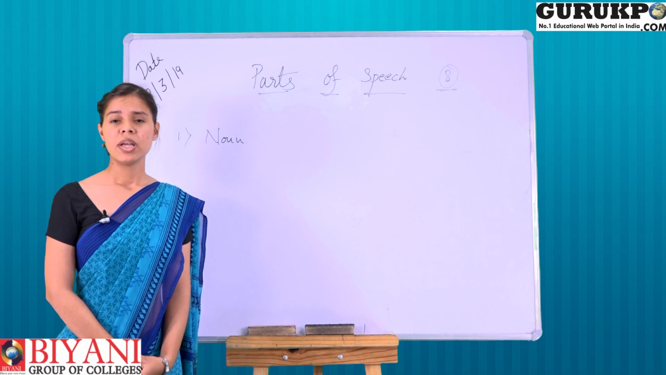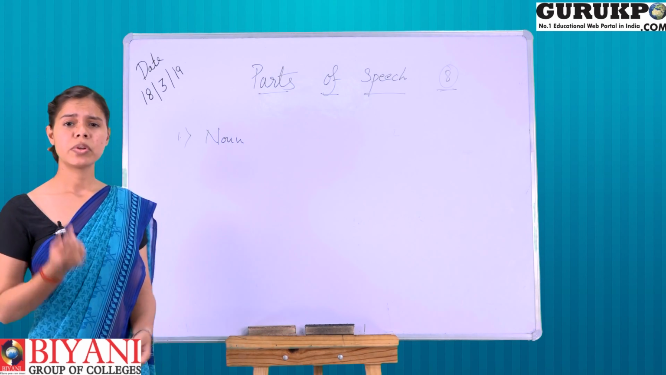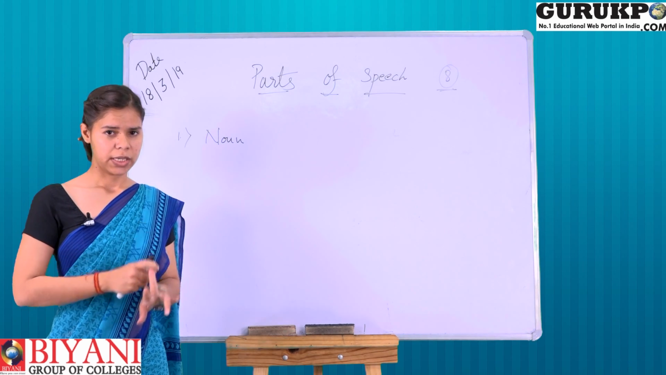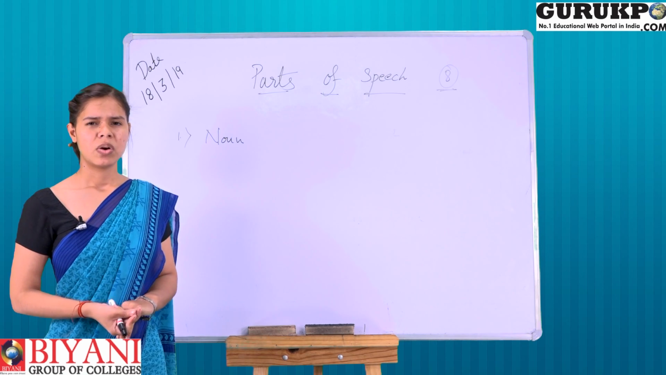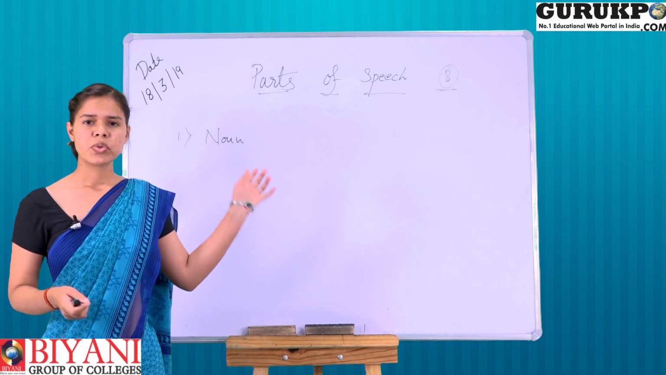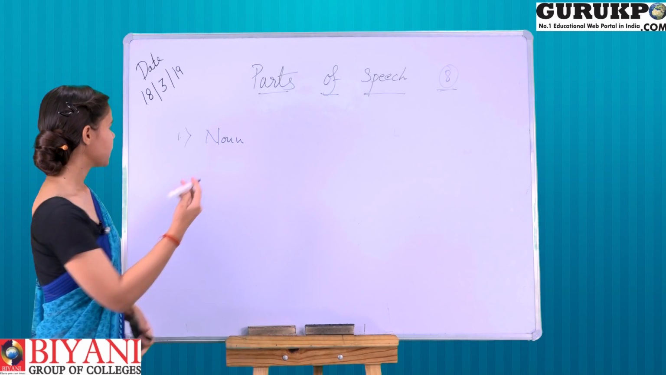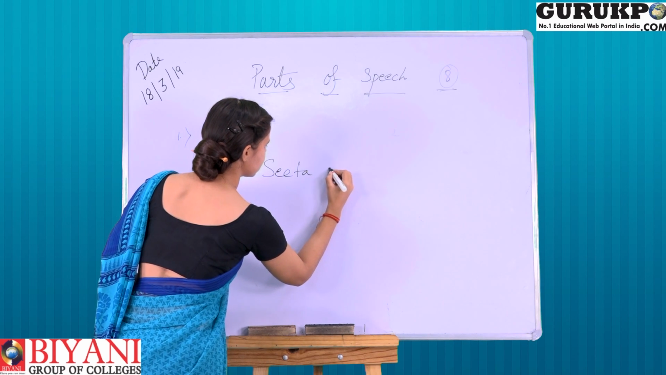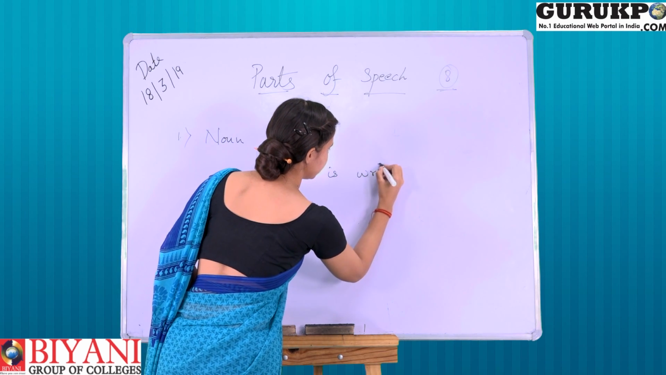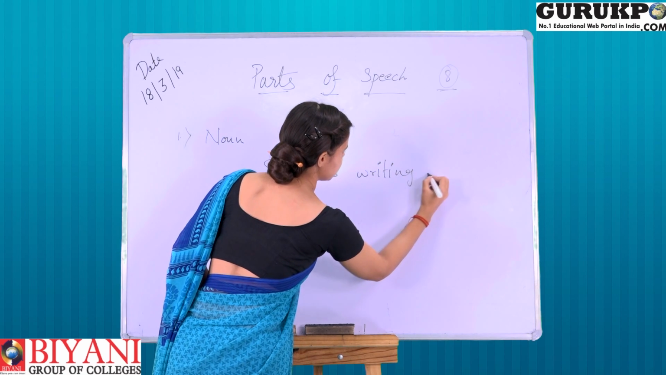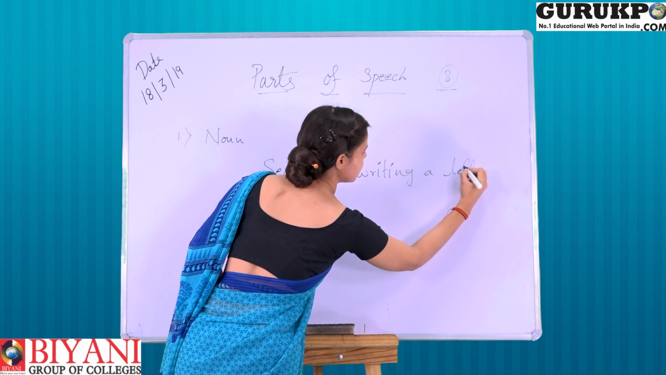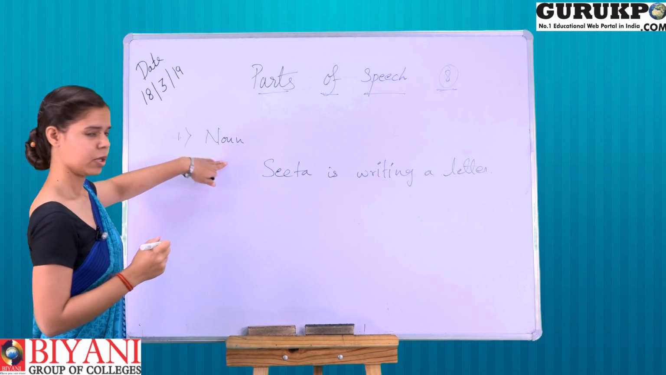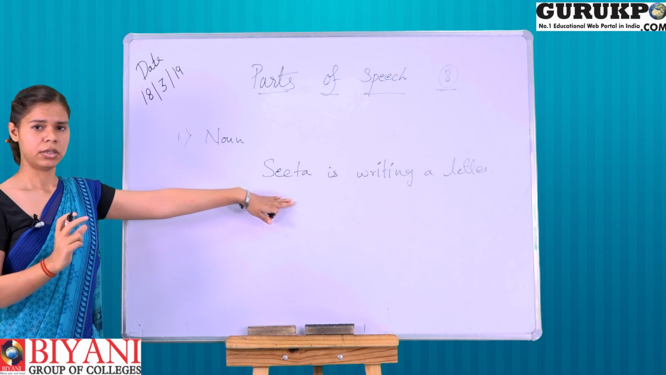What is a noun? A noun is a word that is used to refer to the name of a person, thing, place, animals or anything for that matter. It should be a naming word. For example, Sita is writing a letter. Here, the name Sita is a noun because it is the name of a girl, right?